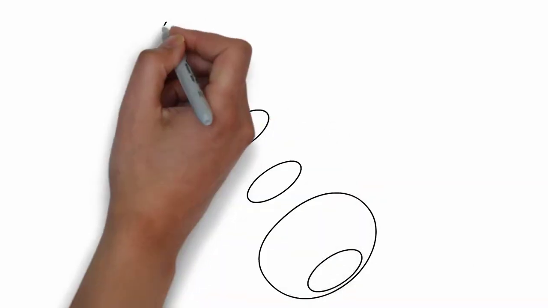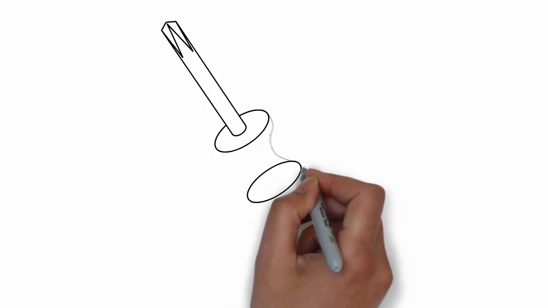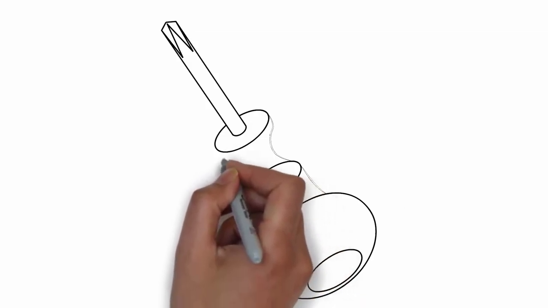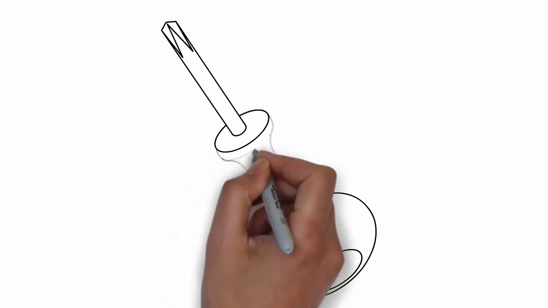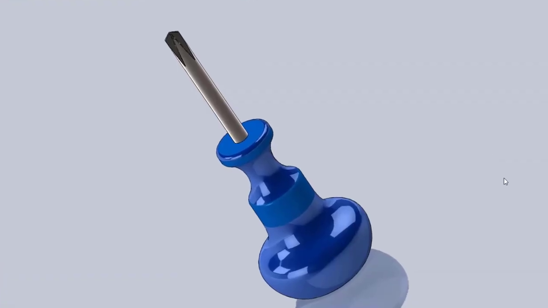Solidworks is a popular CAD application, which is widely used to design and model very precise 3D objects, tools, and parts. In this video, we will use Solidworks to convert this 2D sketch of a screwdriver into this beautiful 3D model.